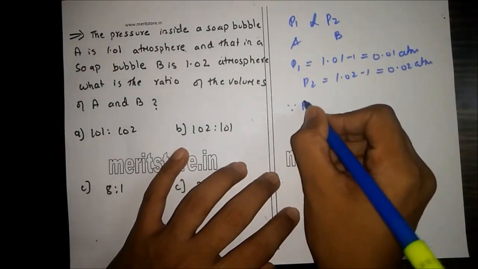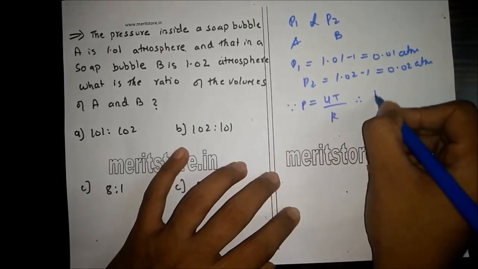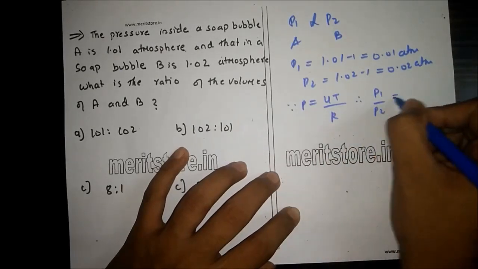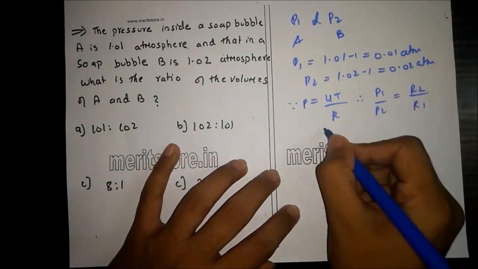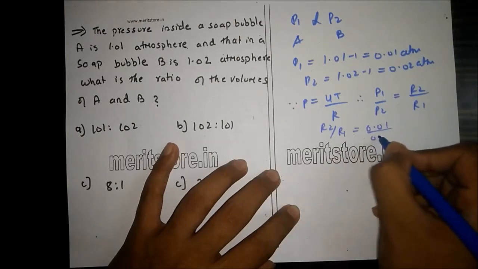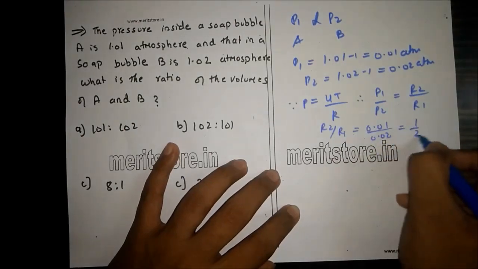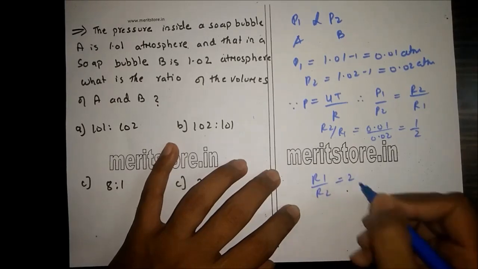Now, because the excess pressure P is equal to 4T upon R, therefore P1 upon P2 will be equal to R2 upon R1. Therefore, R2 upon R1 is equal to 0.01 upon 0.02, which is half. Therefore, R1 upon R2 will be equal to 2.